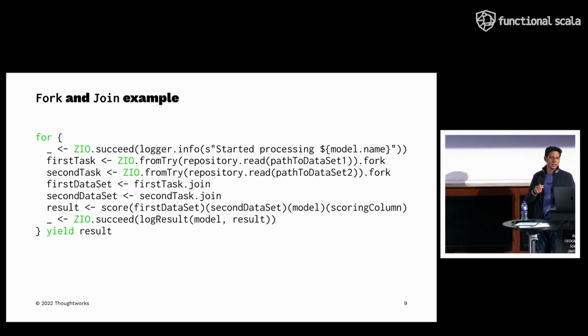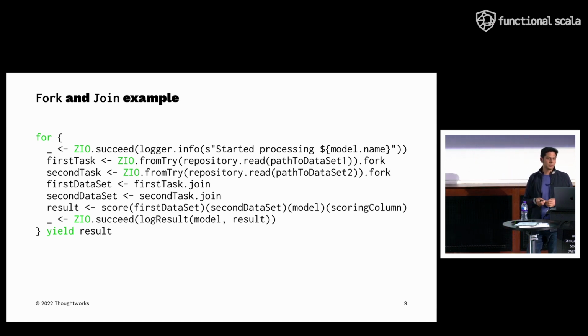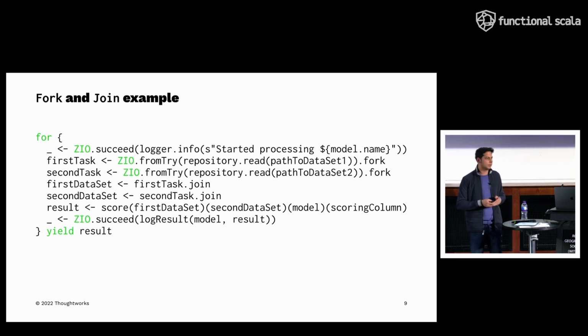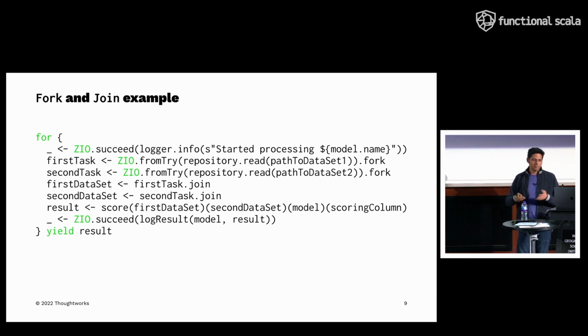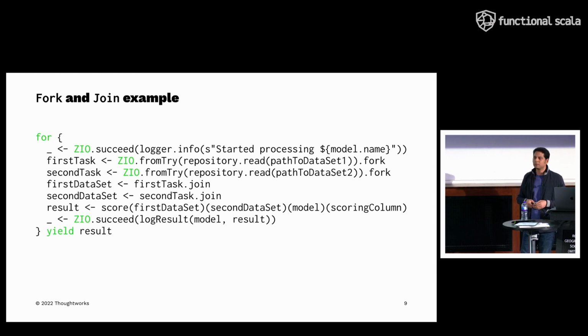So you start off with ZIO.fromTry. You have a repository.read, which assume is a library available to you, that gives you a read behavior. And notice the .fork in the end. As soon as you do that, it runs a new fiber, gives you back an asynchronous first task, second task, and then you do a join on each of them to make sure that you get the result back from those fibers once they have completed. And then you perform a score, which is assume a scoring function in your data pipeline, which then uses all of these datasets together, and then you log the result back, and then you finish it off, right?